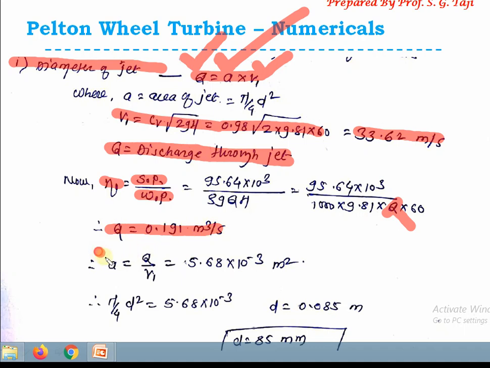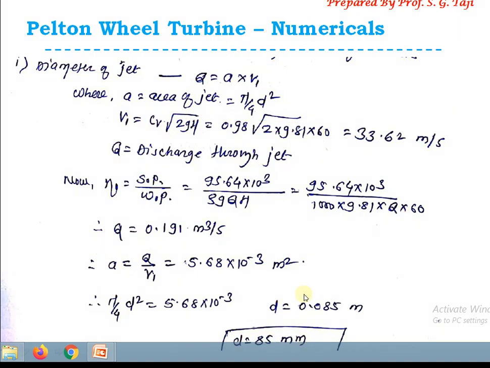Now find the value of area, and put the area as pi by 4 d square. So your diameter is coming out as 0.085 meter or 85 mm. So first we have calculated the diameter of the jet.